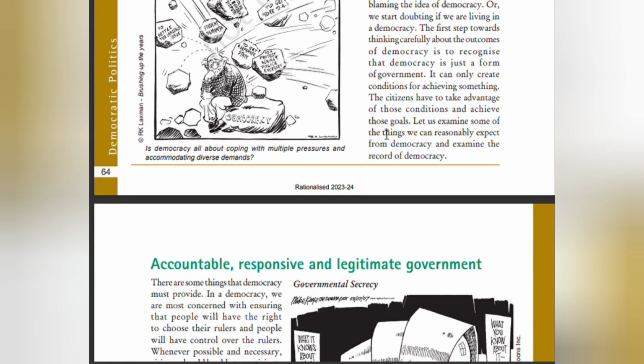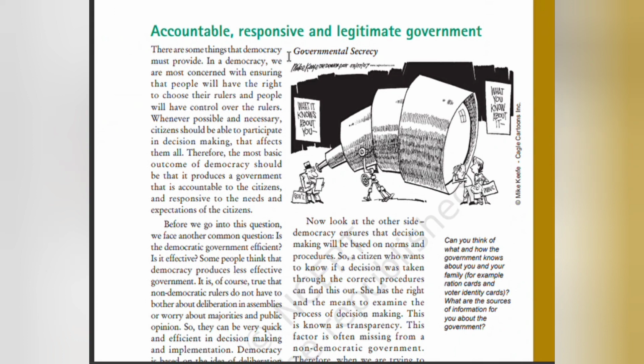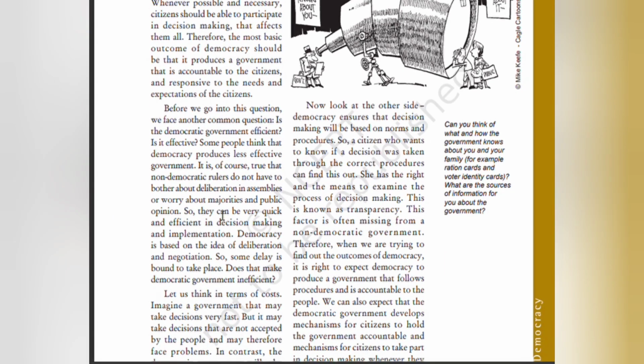Let us examine some of the things we can reasonably expect from democracy and examine the record of democracy: accountable, responsive, and legitimate government. There are some things that democracy must provide. In a democracy, we are most concerned with ensuring that people will have the right to choose their rulers and people will have control over the rulers. Whenever possible and necessary, citizens should be able to participate in decision making that affects them all. Therefore, the most basic outcome of democracy should be that it produces a government that is accountable to the citizens and responsive to the needs and expectations of the citizens.